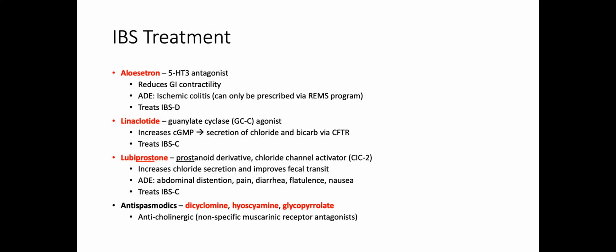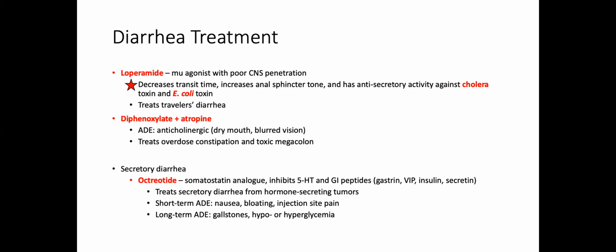A prostanoid derivative, and then antispasmodics like dicyclomine, hyoscyamine, or glycopyrrolate are other examples. So for treatment of diarrhea, a lot of people think of Imodium, which is loperamide. It's a mu agonist with poor CNS penetration. It decreases transit time, increases anal sphincter tone, and has an anti-secretory effect against cholera and E. coli, which is kind of interesting. It helps treat traveler's diarrhea.